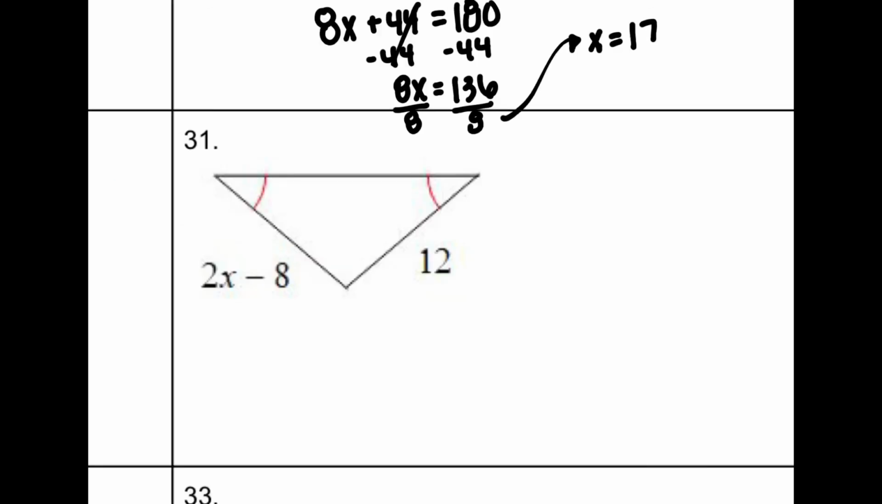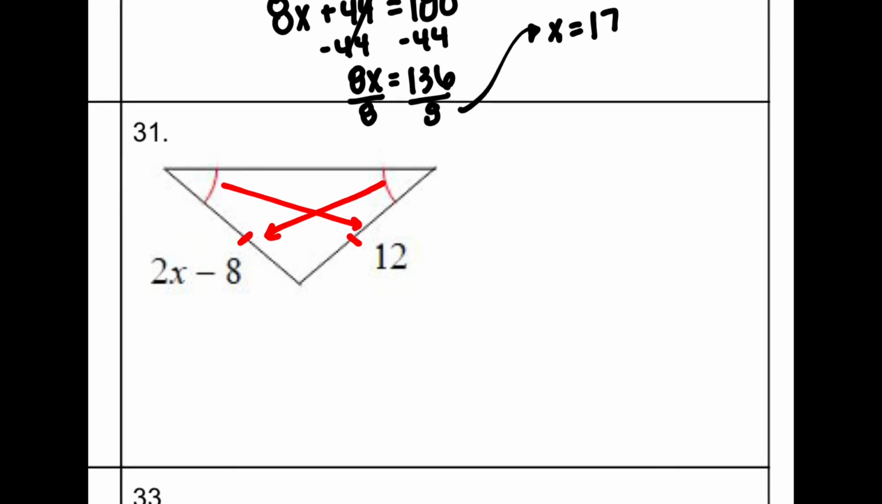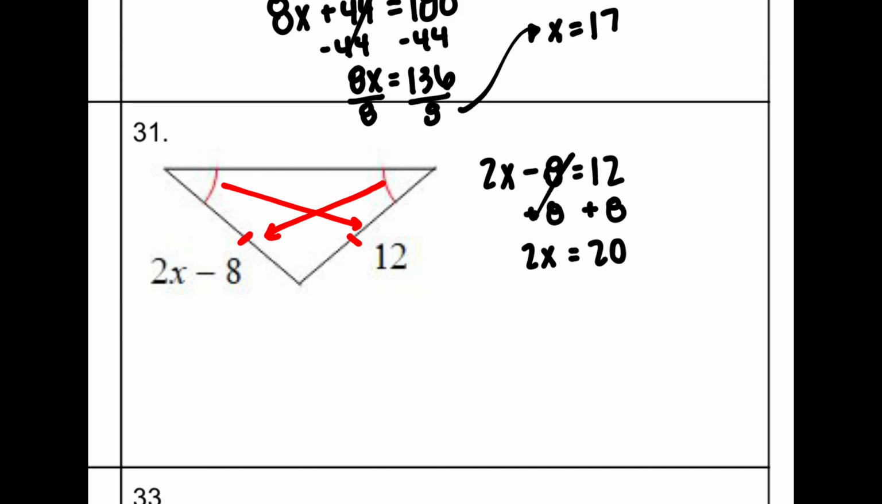So now we're going to actually start in on the sides. You're going to draw your arrows, but this time you're drawing from the angles to the sides. That tells you which sides are equal to each other. And remember, if they're equal, then you set them equal. So 2x minus 8 is equal to 12. I need to solve for x. I'm going to add 8 to both sides, and I end up with 2x is equal to 20. My last step here is to divide both sides by 2, so x is equal to 10.